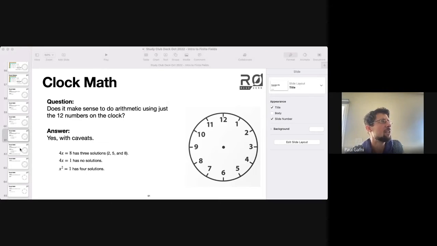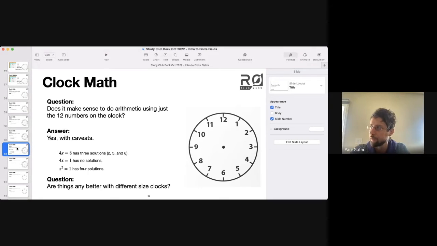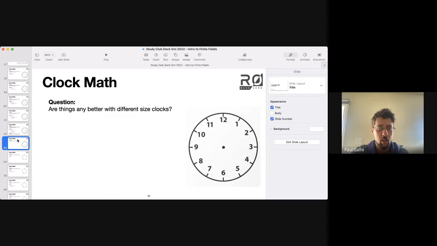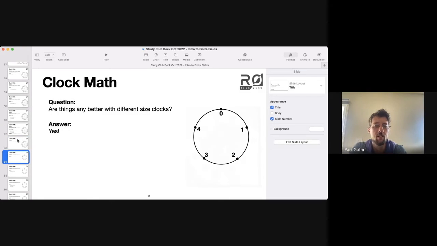But the question remains, how do we make division actually work cleanly here? I don't like these caveats. I want the caveats to go away. And the way that we can make them go away is by looking at different size clocks. So we started with this 12-hour clock because that's the clock that we all know and use. But it turns out that if we change to a different size clock, things actually work out a lot cleaner. So prime-sized clocks in particular make fields.